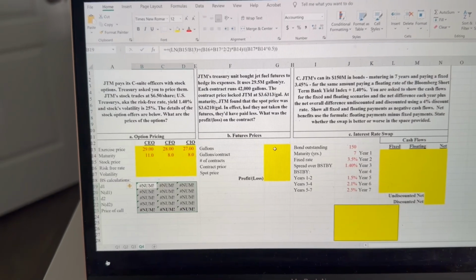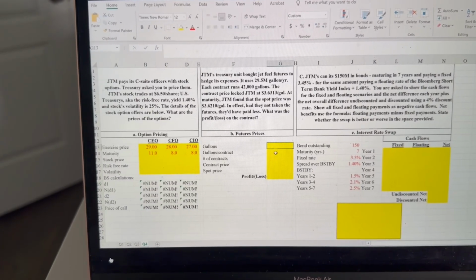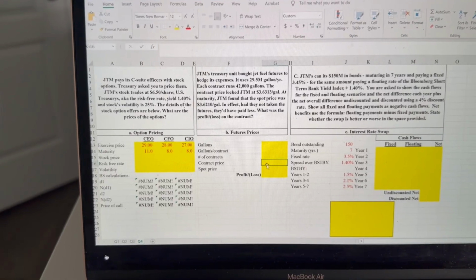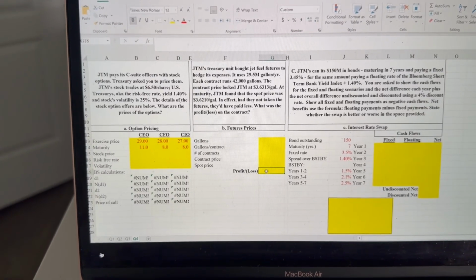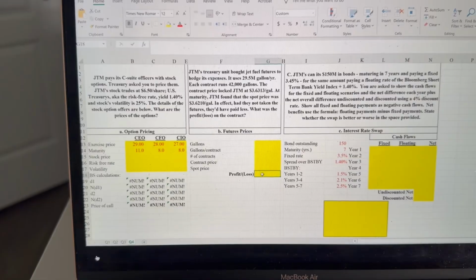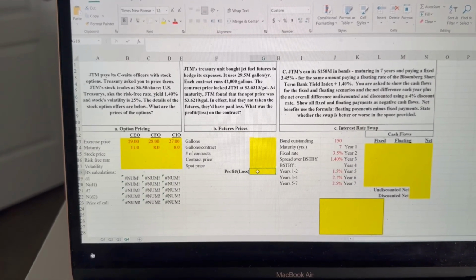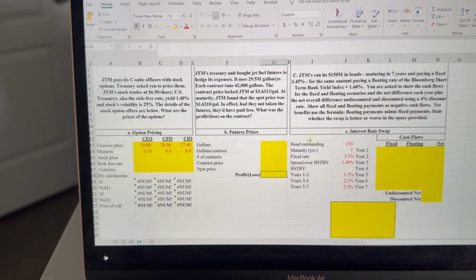So you're going to have to calculate how many gallons per contract, and the number of contracts. Then you're going to have a contract price and a spot price. The profit or loss is going to be the spot price minus the contract price times the number of gallons. That should do it.